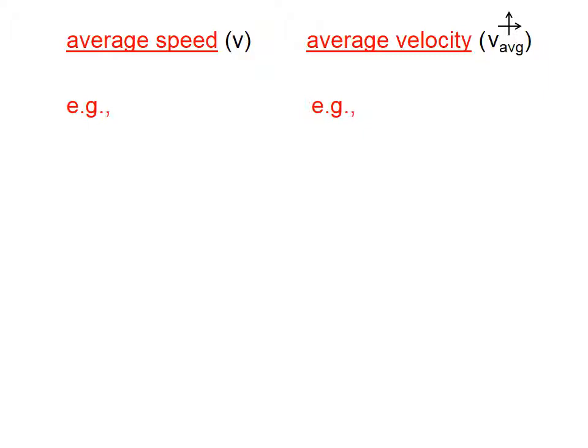Average speed is symbolized by a v. Average velocity is symbolized by a v, perhaps with a little avg below it, and perhaps with a little vector arrow one way or the other. Speed is a scalar, where velocity is a vector.